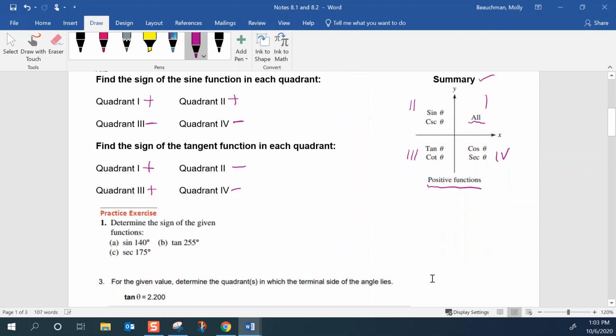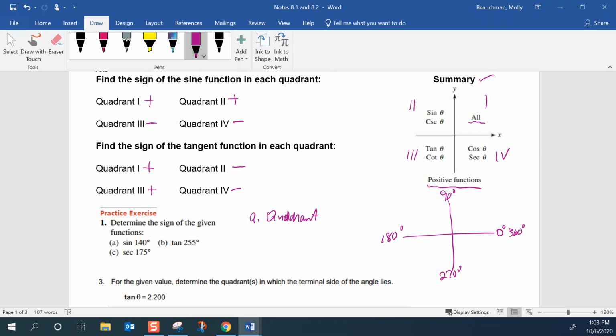So when we take a look at our practice exercises, determine the sign of the given functions. We want the sine of 140 degrees, tangent of 255 degrees, and secant of 175 degrees. We have to figure out which quadrant they land in, and then that will tell us whether they're positive or negative. So part A, draw a circle, or draw the coordinate axes. This is 0 degrees, 90 degrees, 180 degrees, and 270 degrees, and if we get all the way back to the beginning, we're at 360 degrees.